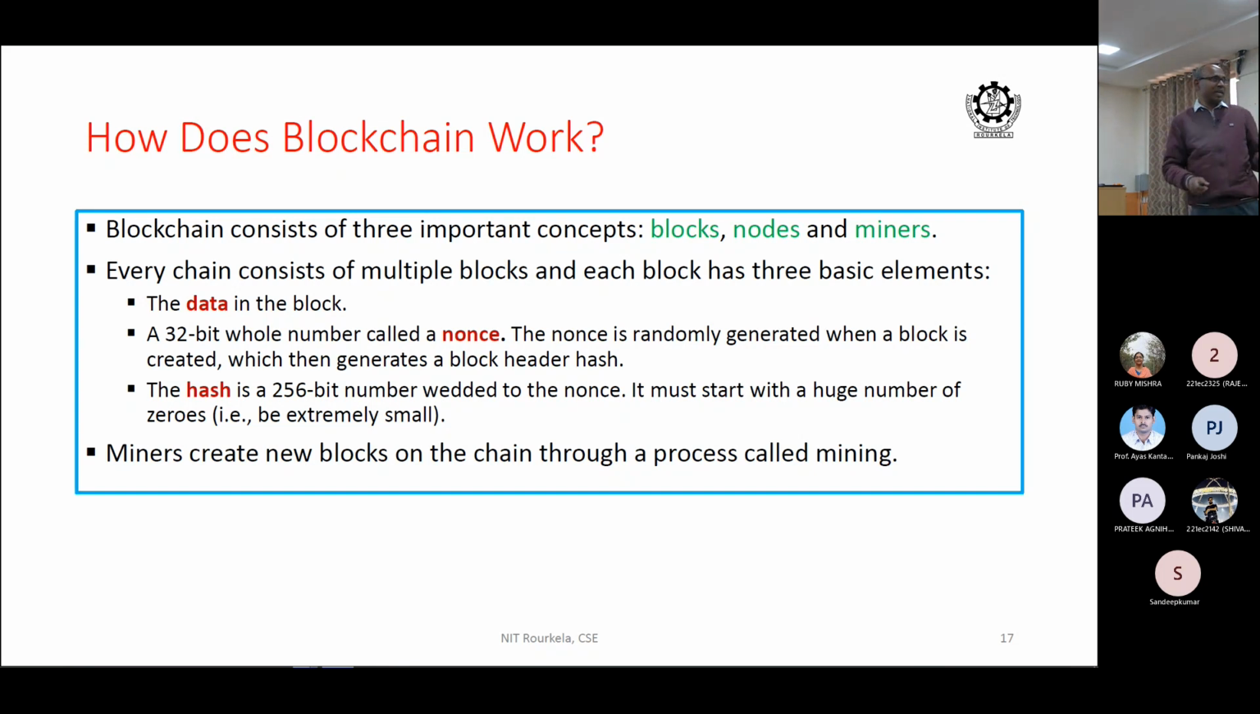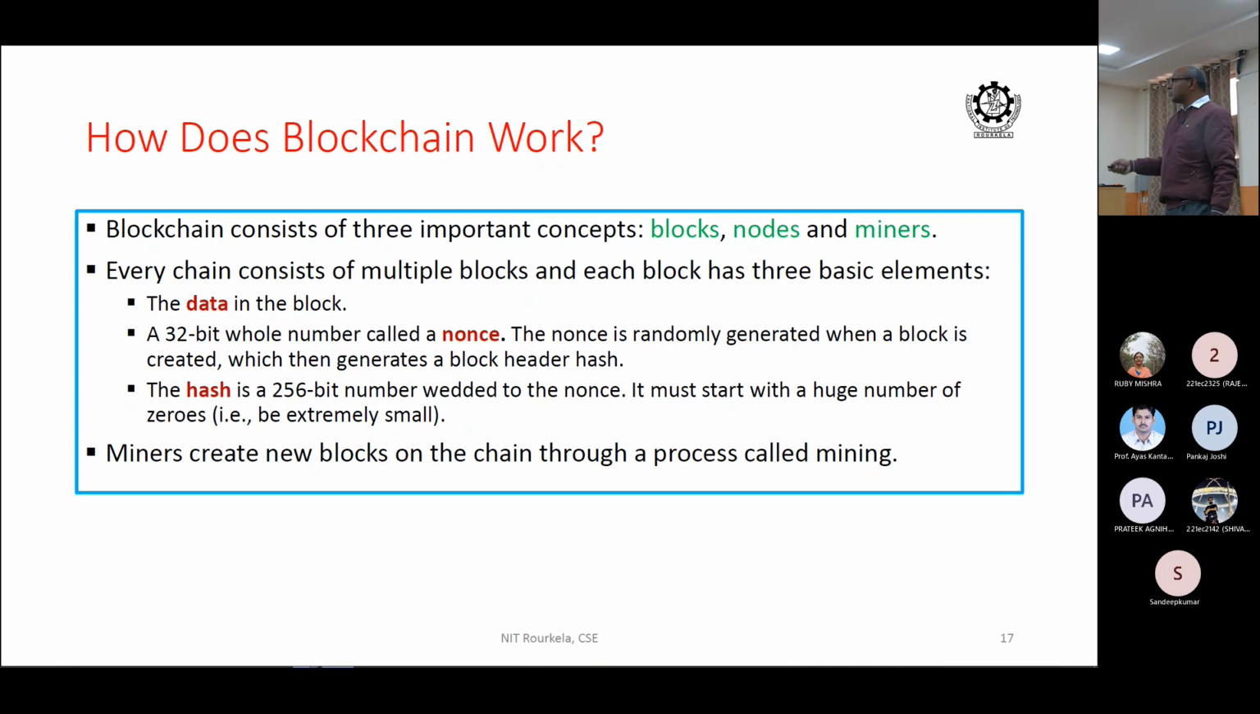So three terms. One is data. Data is nothing but all the transactions. Any transaction that you made, we call the data. There is a random number called the nonce, and there is a hash. Hash is hashing the entire block. You hash the entire block, then you generate a fixed length of bits, and that is your hash. So we use SHA-256, which generates a 256-bit number, and it starts with a large number of zeros. So we'll look at how the hash is generated.